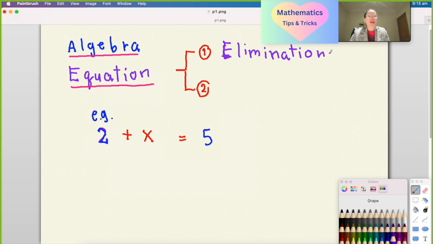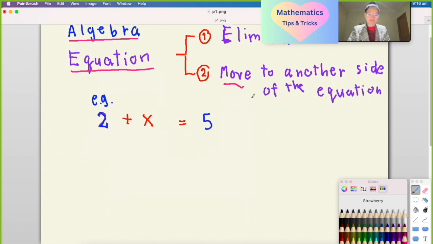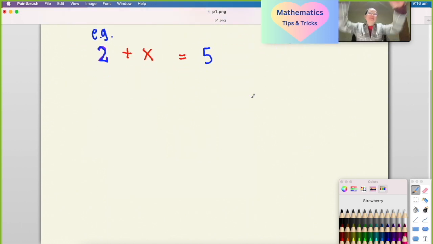But if you want to do it quickly, you have to use the method called move to another side of the equation. But I'm going to teach you both. Can you write down with me? Another side of the equation. I'm going to call it method 2, move. Like the same question, we do both method 2 and method 1.